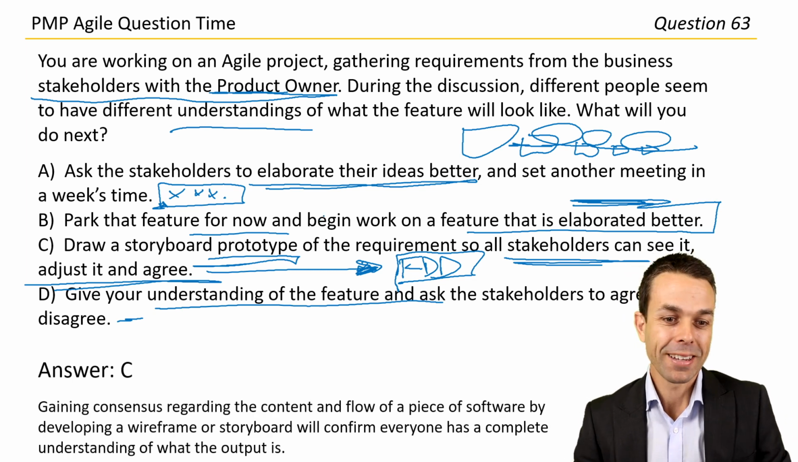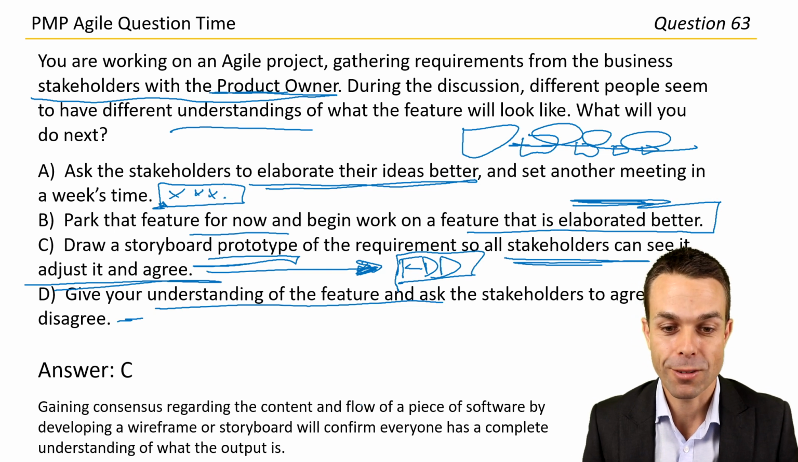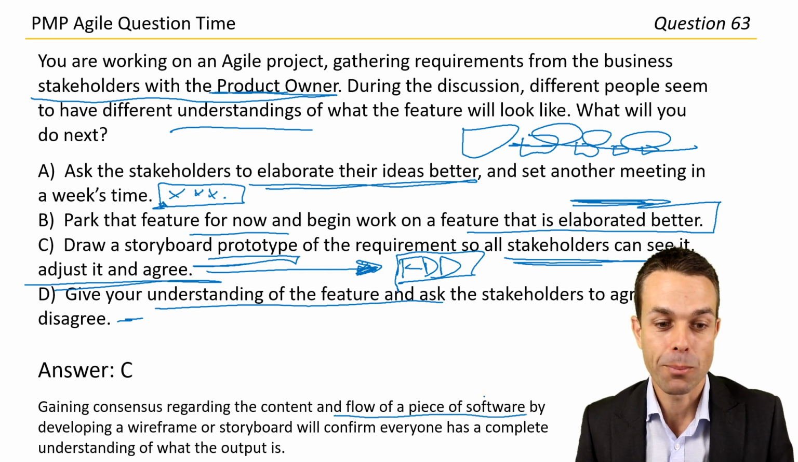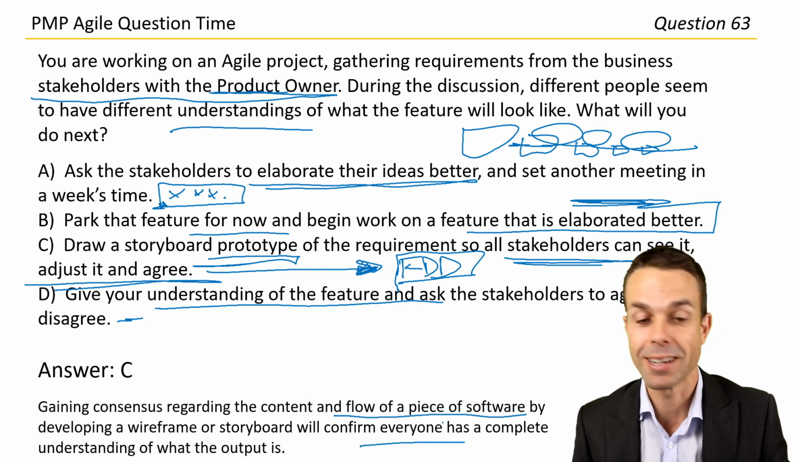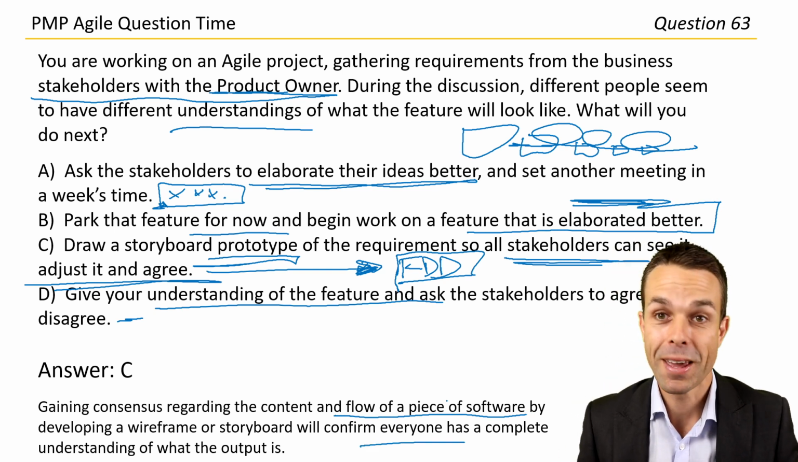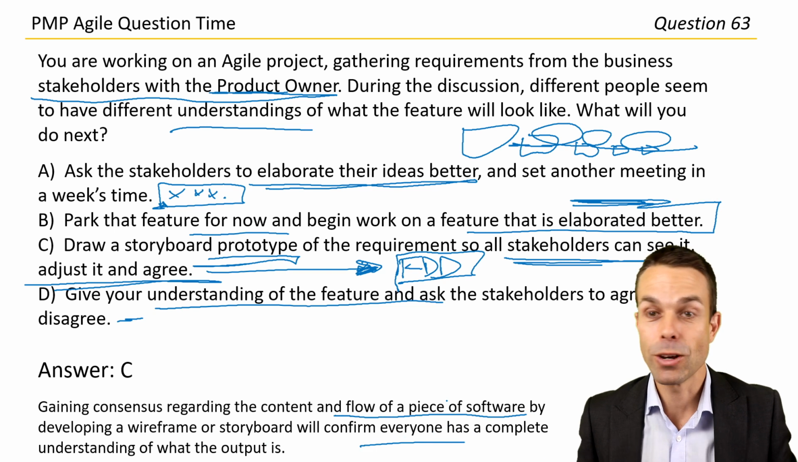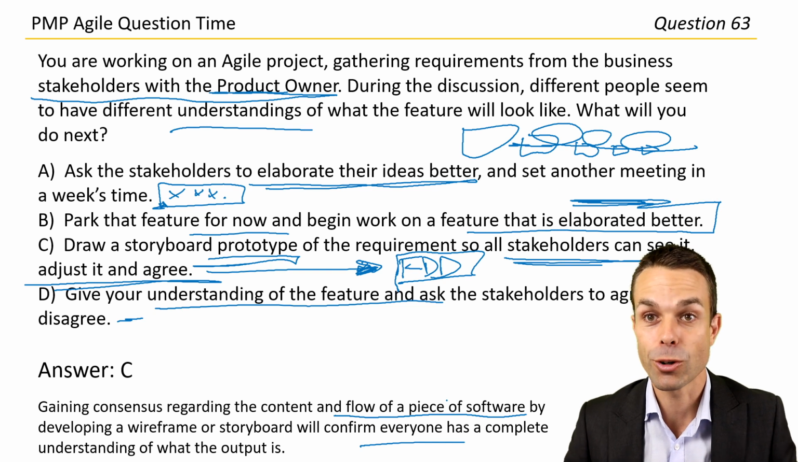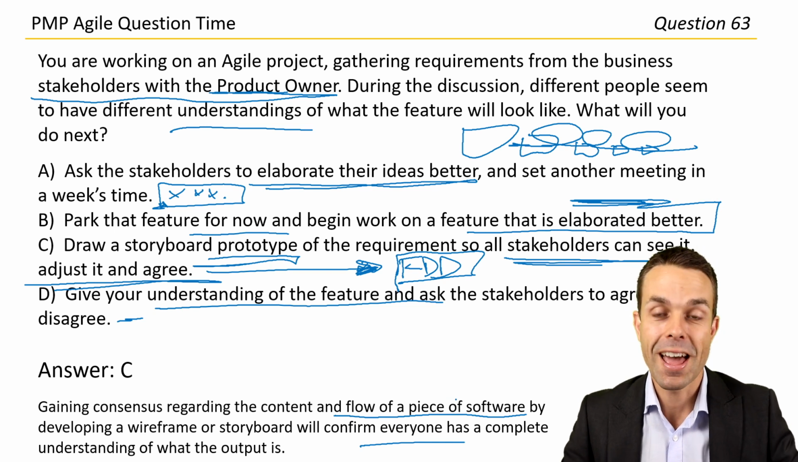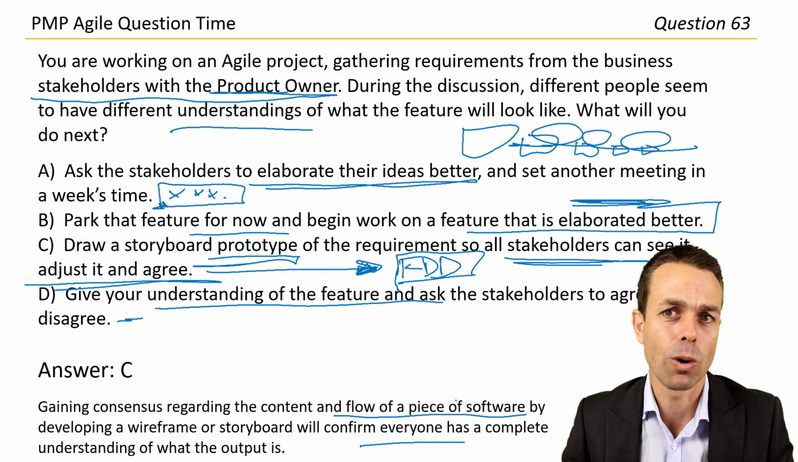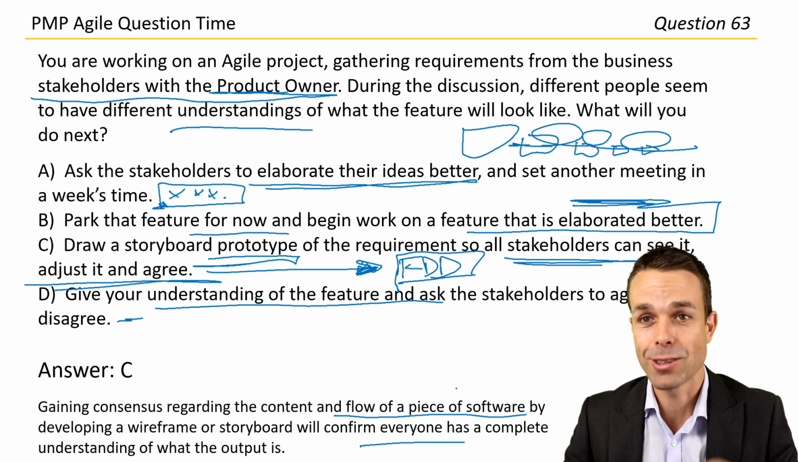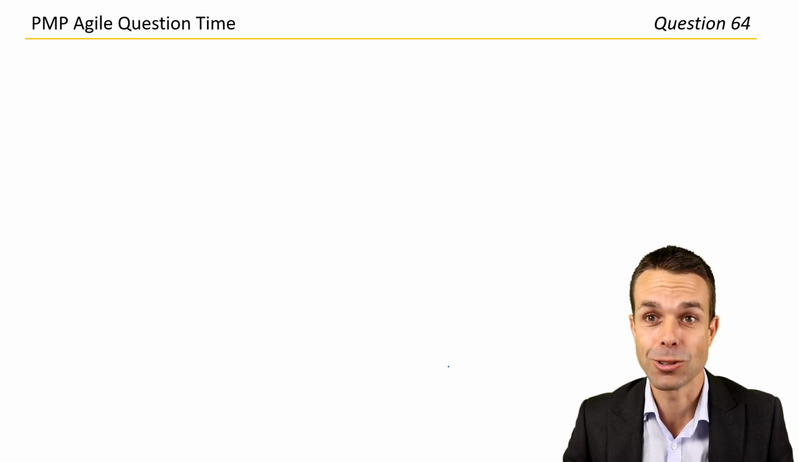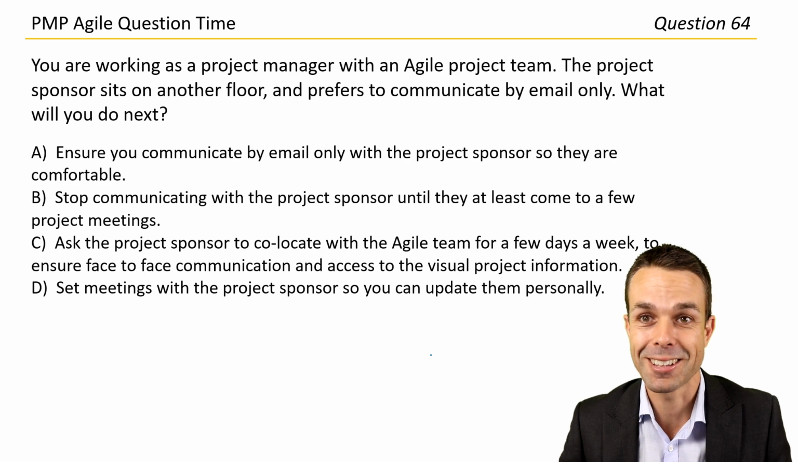Answer C. Gaining consensus regarding the content and flow of a piece of software by developing a wireframe or storyboard will confirm everyone has a complete understanding of what the output is. And we can see it as well. In a way, it's actually an increment, a not very well developed increment that everyone can see, feel, and touch. And now we can really figure out if this is what we actually want. So that's a really good answer and a great question too. How did you go? Let's check out this next one.